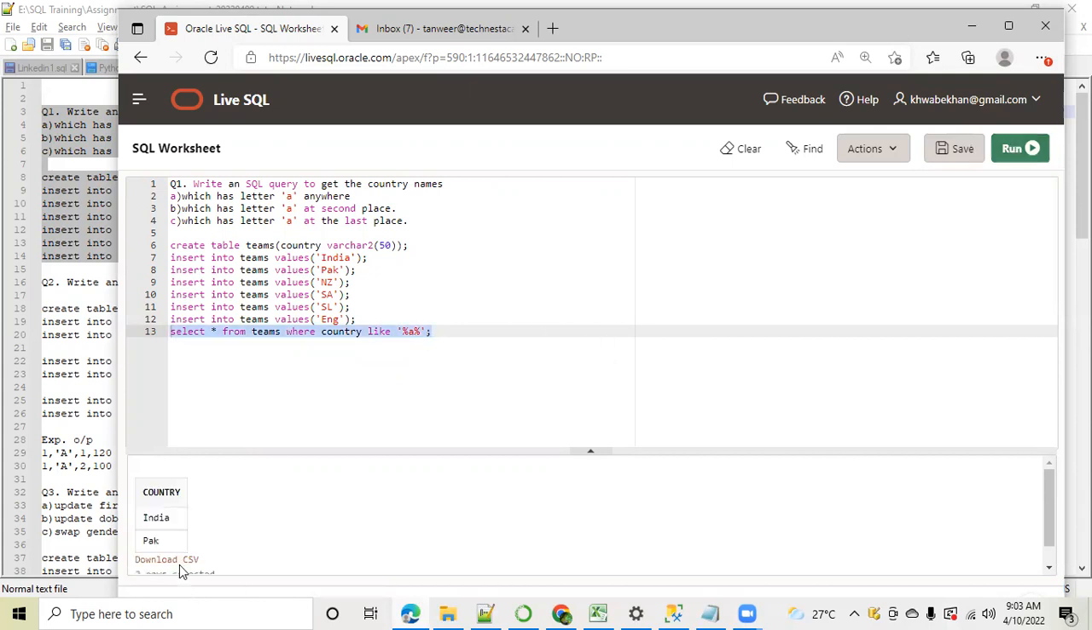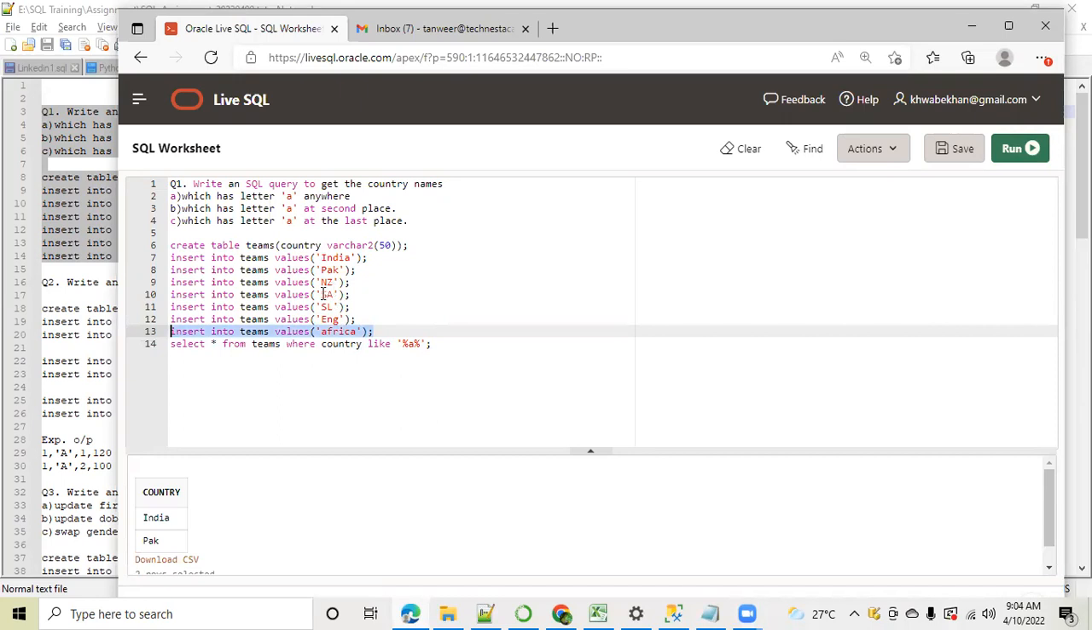So we got India and Pak. India has A at the last and Pakistan has A in between. So you've got both the values. Suppose, as I discussed yesterday as well, you have a country, South Africa. But South Africa didn't come.